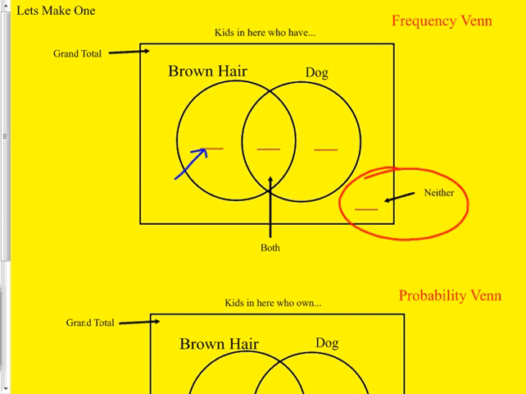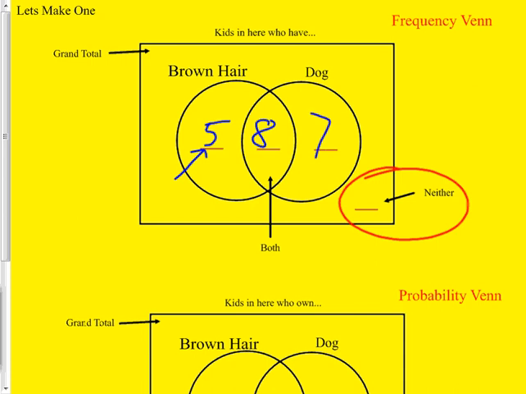1, 2, 3, 4, 5 of you. Okay. How many of you have brown hair and have a dog? 1, 2, 3, 4, 5, 6, 7, 8. How many of you have a dog but not brown hair? 1, 2, 3, 4, 5, 6, 7.